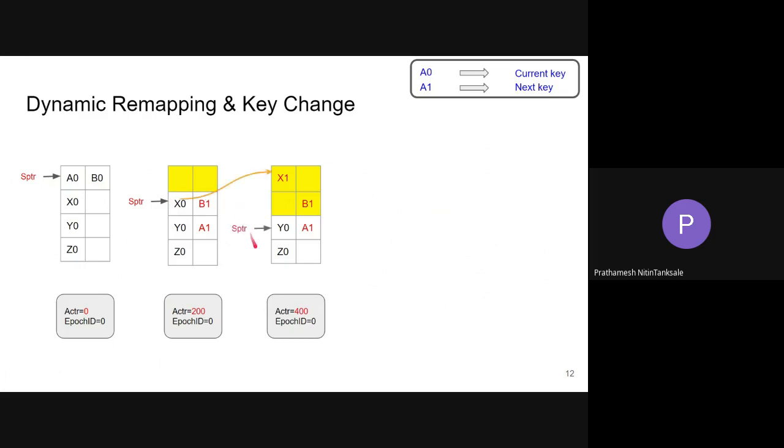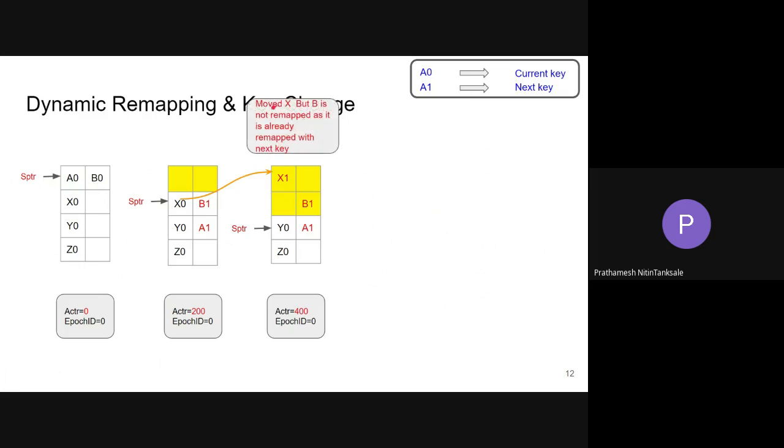Now here is an interesting thing. This X0 is remapped to this particular set, right? That is fine. But this B1 was the block B. It was first mapped with the current key, and now it is mapped with the next key. Now if the set pointer comes down, do we have to remap it again or not? The answer is we don't have to remap it because it has already been remapped.